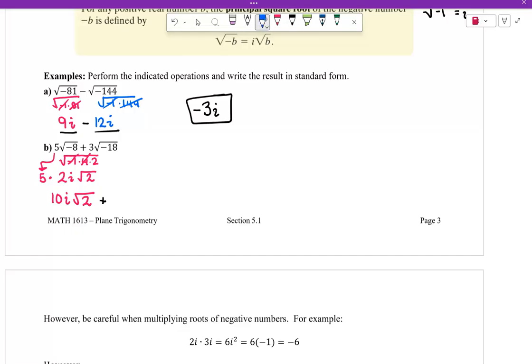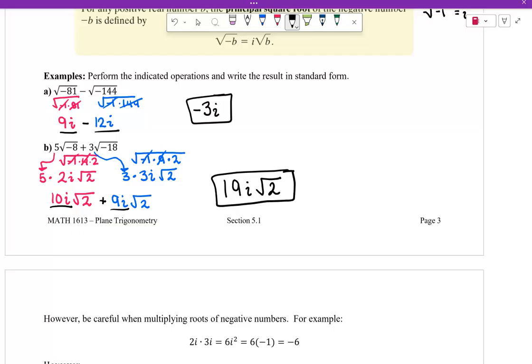Let's look at this other one. We got square root of a negative 18. 18 can be divided by 9, the next perfect square, and we'll have 9 and 2 left over. Square root of 9 is 3. Square root of negative 1 is i. Square root of 2 is left behind. We did have a 3, so we're going to drop it. 3 times 3i would be 9i, and then square root of 2. So notice the square roots are the same in the back, so we can add basically just the fronts. So 10i plus 9i is 19i square root of 2.